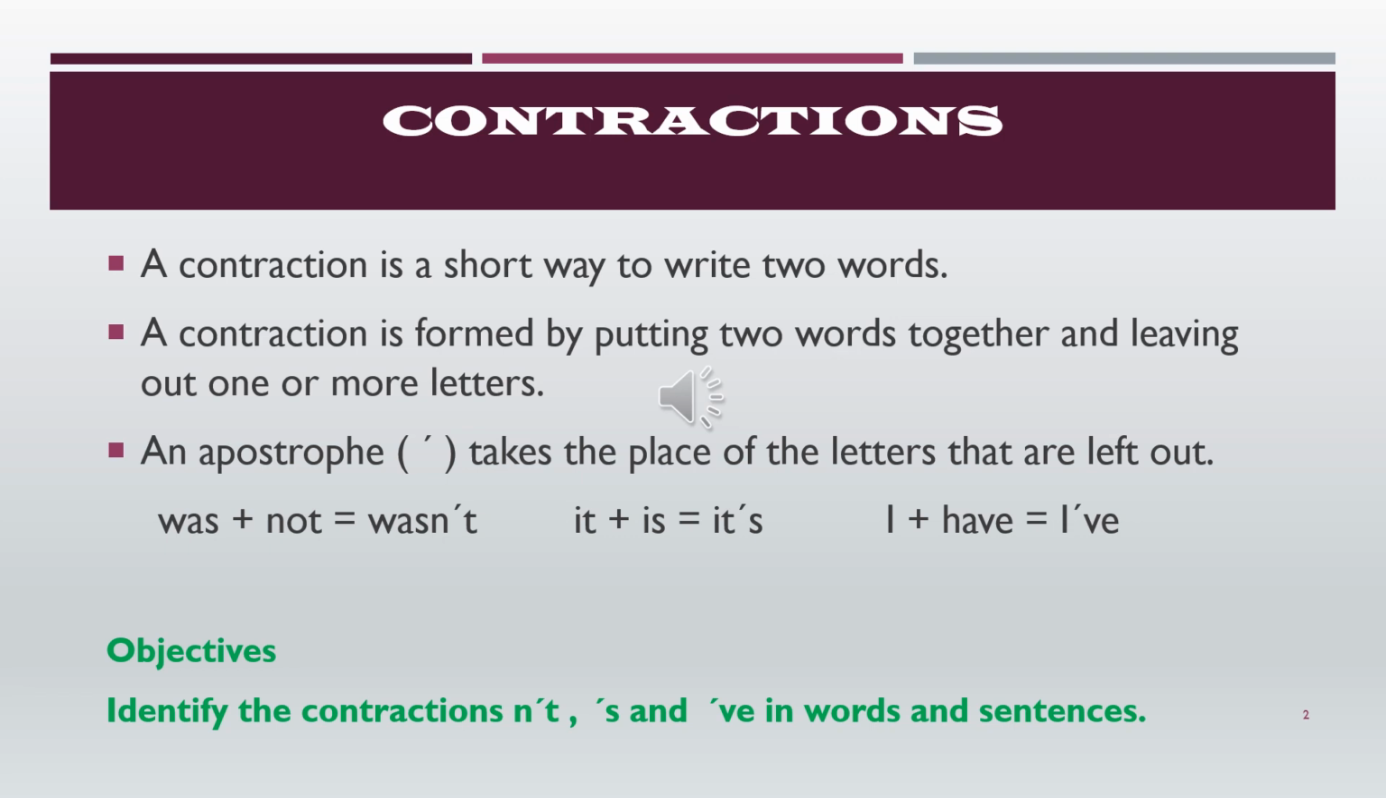It plus is. It's equal to it's. You take out the I, and instead of that, you place the apostrophe in there. Let's move to the next example. I plus have. It's equal to I've.